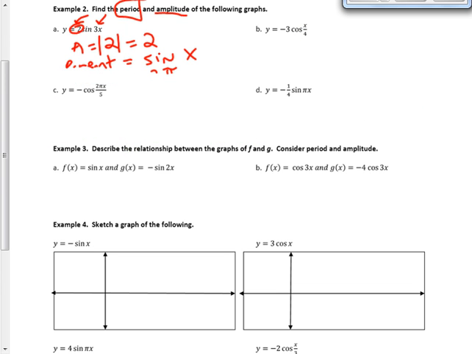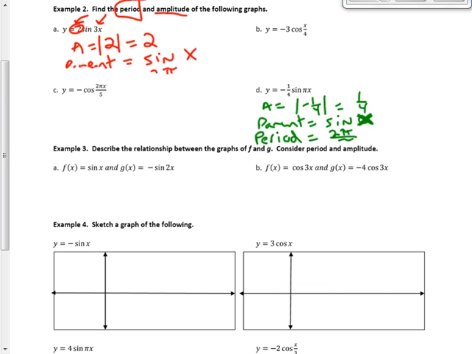Let me get some extra room here, and then let's do the last one. So we want the amplitude is equal to the absolute value of the number in front, which is 1/4. The parent function is sine x. I want to put theta. If I put theta instead of x, you can substitute those two. And then the period on this is equal to 2 pi divided by the number in front of the x, which is a pi. And 2 pi divided by pi is just 2. And again, we'll look at how those things actually affect the graph at a later time.